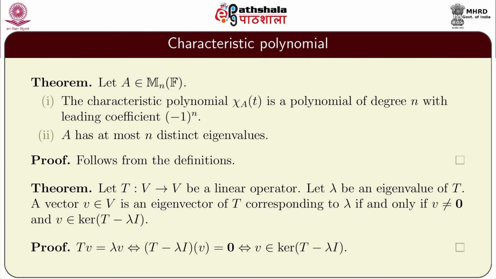and if we expand it, then we can see that the leading coefficient has to be minus 1 to the power n. So, chi A of T, being a polynomial of degree n, can have at most n distinct roots and therefore n distinct eigenvalues for A.